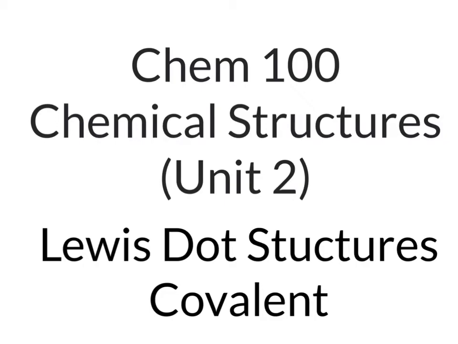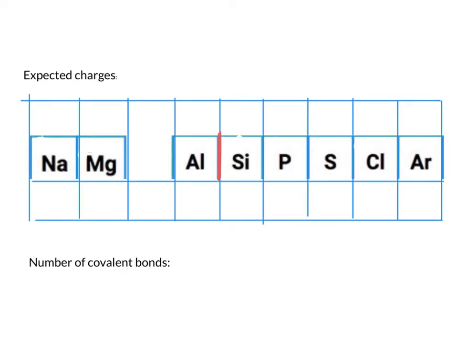We're going to continue with our look at Lewis dot structures. So far we've done atomic elements. We're now going to look at the diatomic elements and compounds that have covalent bonds. So starting off with our Lewis dot structure, let's quickly draw those for period 3.